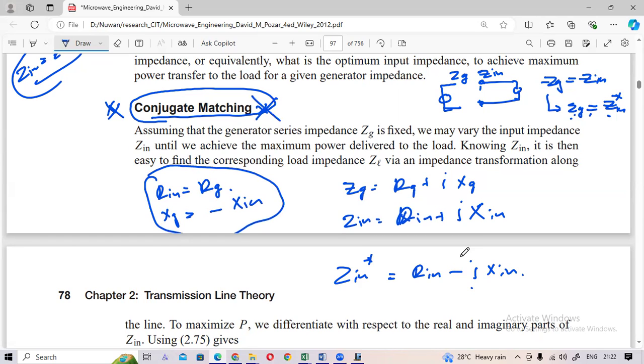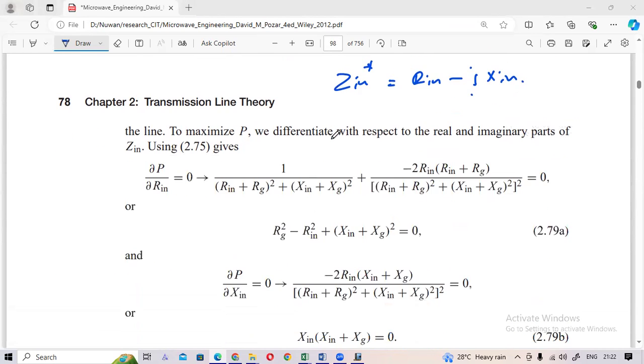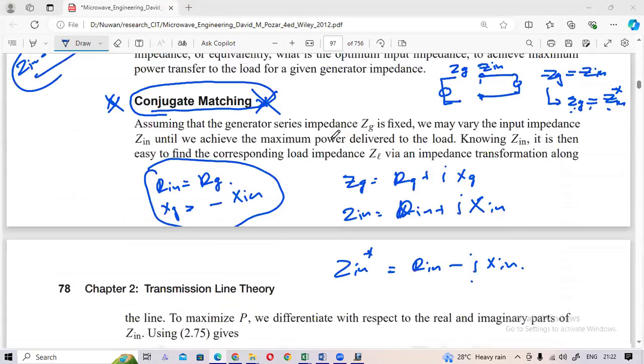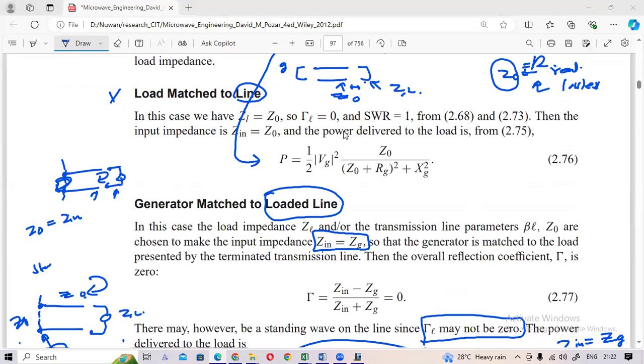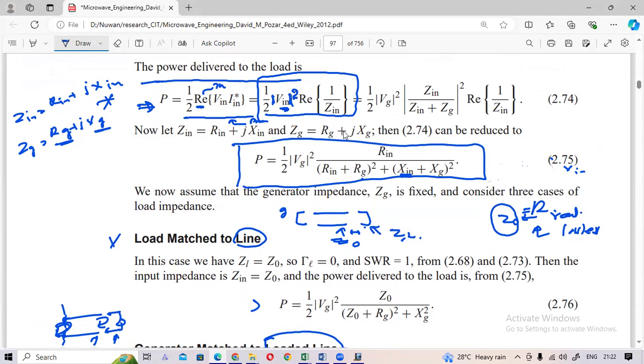Now I am going to explain it. This is the load power, the power delivered to the load. You need to maximize this P. You need to maximize the power delivered to the load.